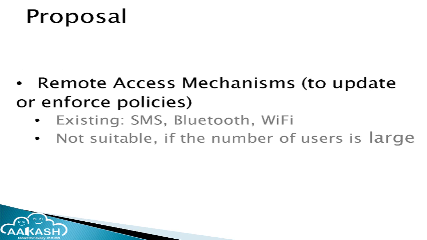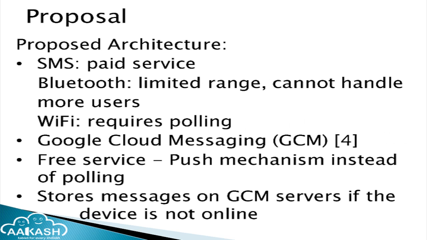And the last part was the remote access mechanism, in which the offered communication mechanisms were SMS, Bluetooth and Wi-Fi. But SMS is a paid service, so not many may opt for it. Bluetooth has a very limited range and cannot handle many users. And at the end, Wi-Fi: if you implement this remote mechanism, it will require polling. So if you have a framework on your tablet and you have defined policies somewhere on the server, the framework will have to poll again and again to check if any updates are available.